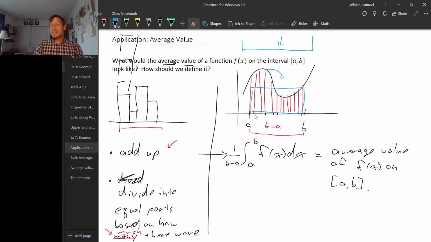The width of this rectangle is b minus a, and the height of this rectangle that you get turns out to be the average value. So that's geometrically what the average value is. Great, so we have a definition for the average value. Let's actually compute one of these things.